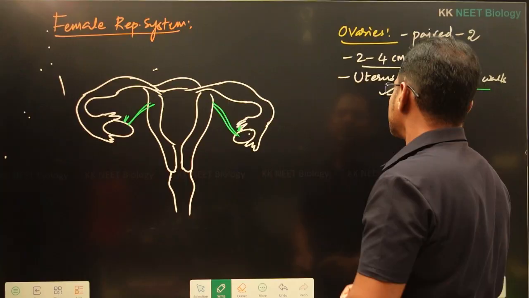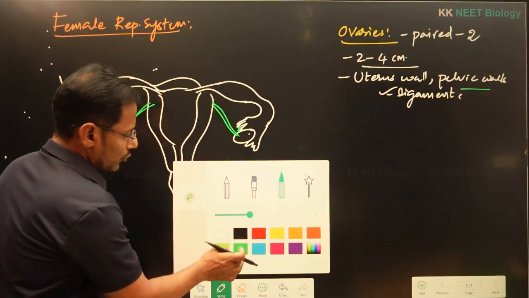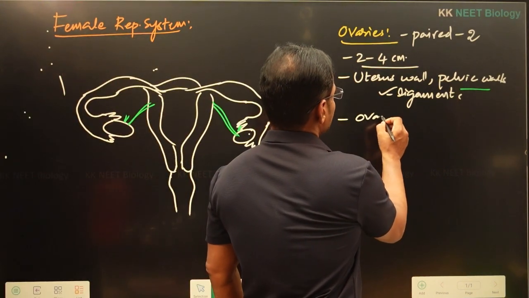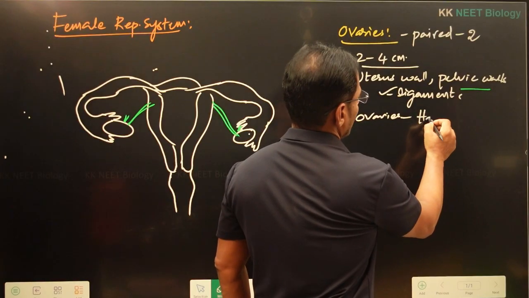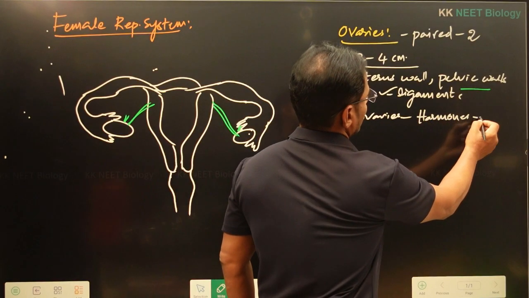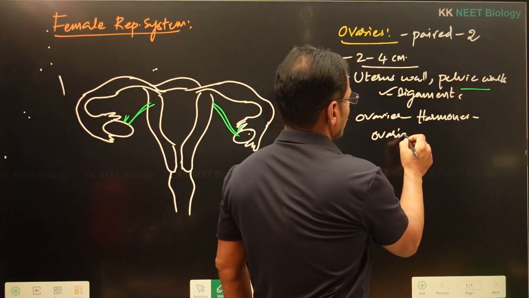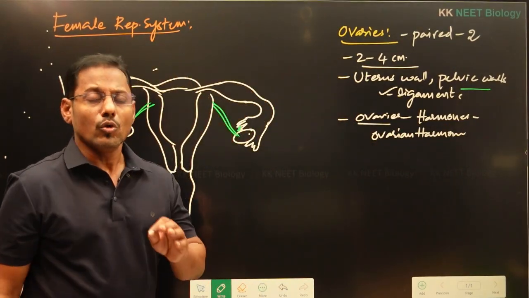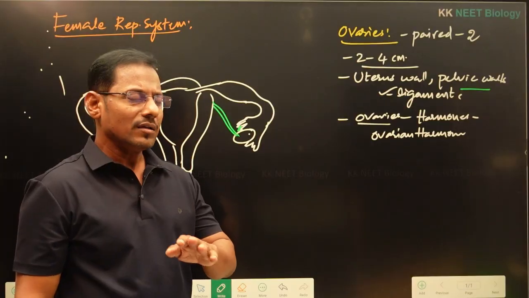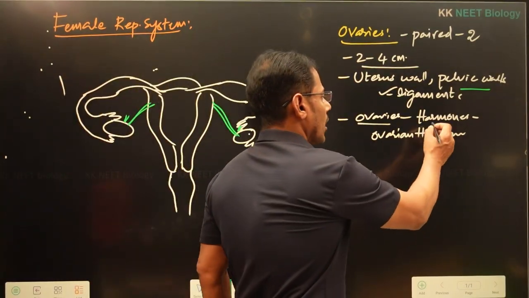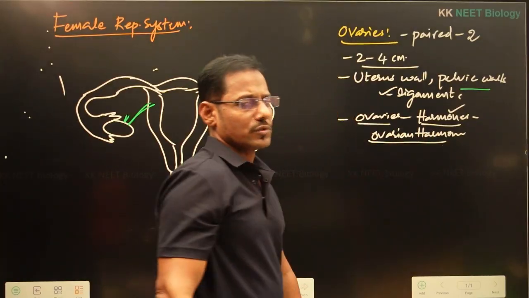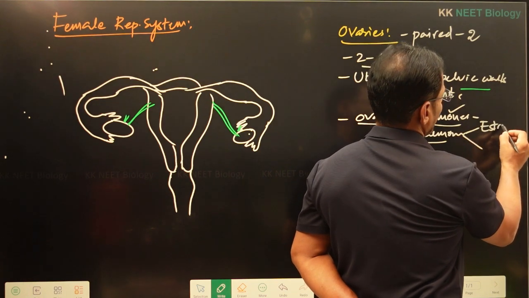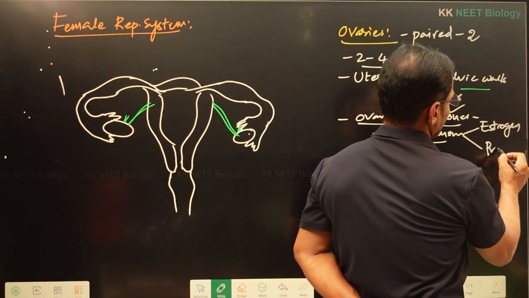Okay, so these are the ovaries, and ovaries generally produce ova. These ovaries also produce hormones, known as ovarian hormones. So ovaries do not only produce the ova, they also produce hormones. Generally, we know that the ovarian hormones are two. One is estrogen, and the second one is progesterone.